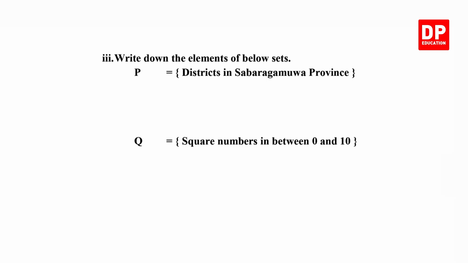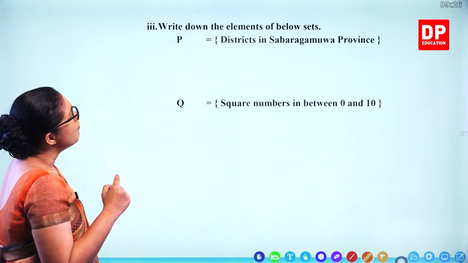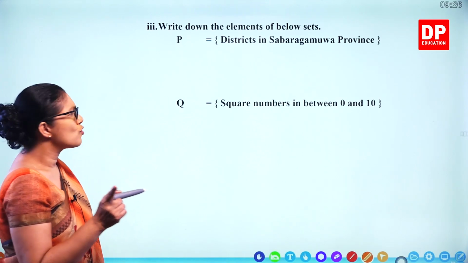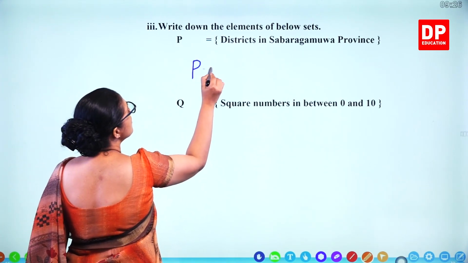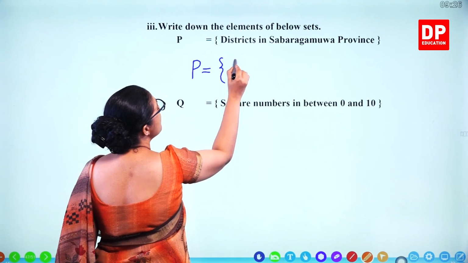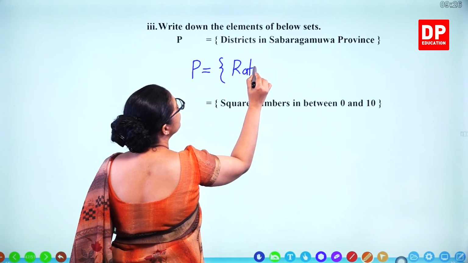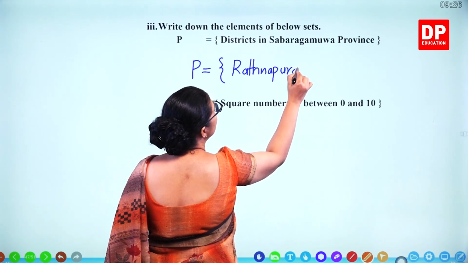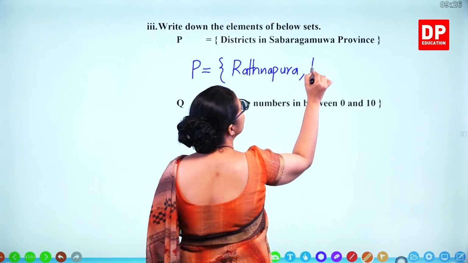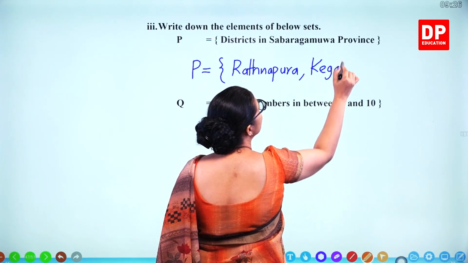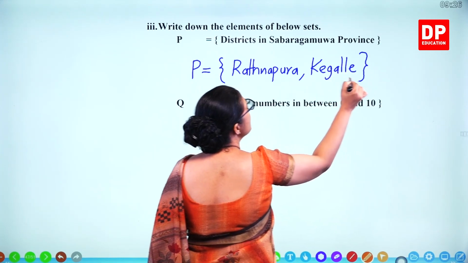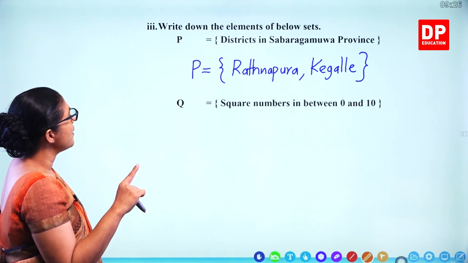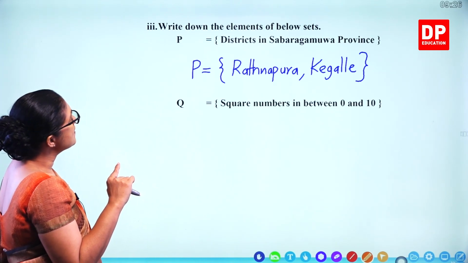Part 3. Write down the elements of below sets. Districts in Sabaragamuwa province. So what are the districts? So there are 2 districts, Ratnapura and Kegalle. So those are the 2 districts in Sabaragamuwa province. So you can write down separately. And Q is a set.